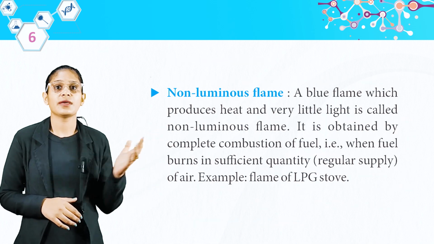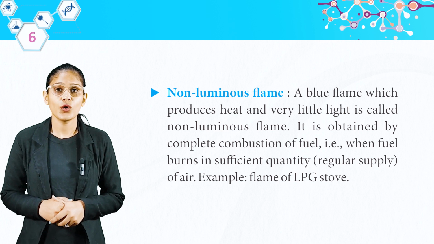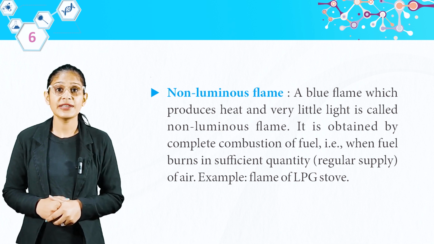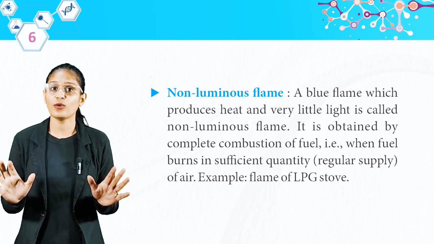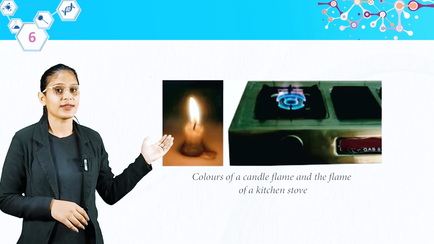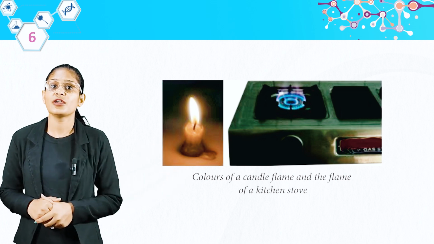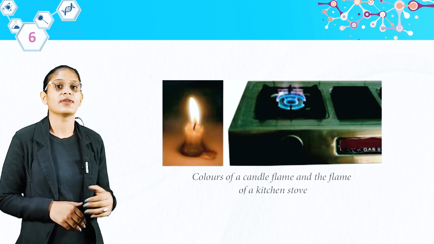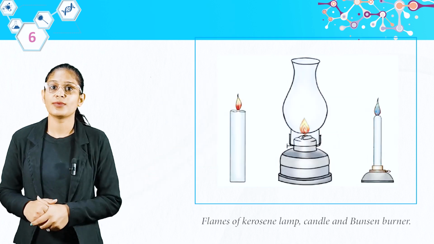Here non-luminous flame. A blue flame which produces heat and very little light is called non-luminous flame. It is obtained by complete combustion of fuel. That means when fuel burns in sufficient quantity, regular supply of air, example flame of LPG stove. Look at the pictures we have. Colors of the candle flame and the flame of kitchen stove. Here again we have flames of kerosene lamp, candle and Bunsen burner.